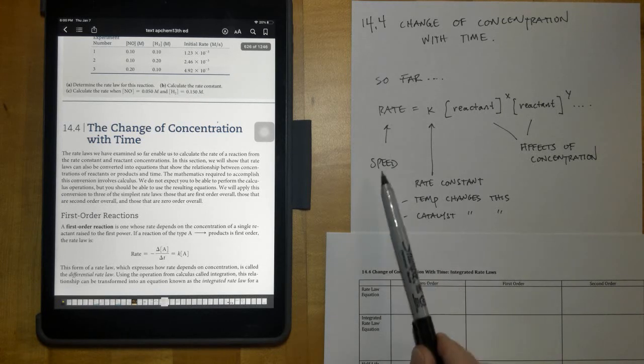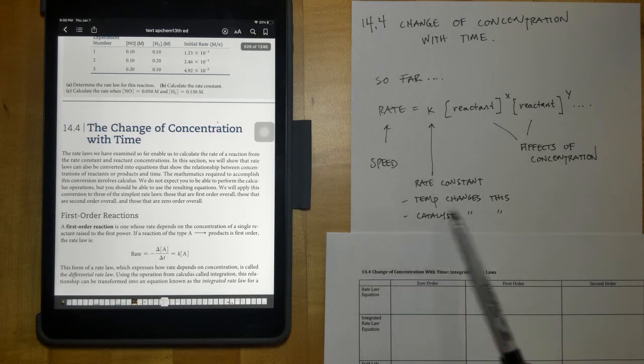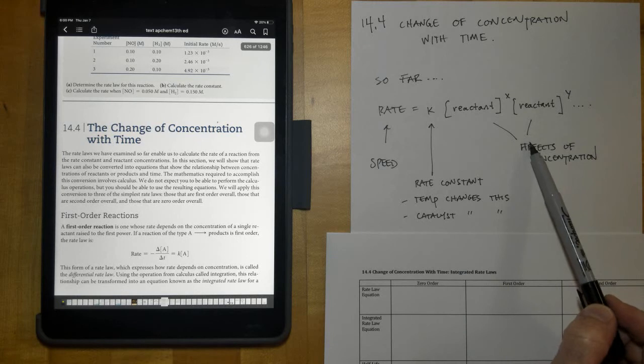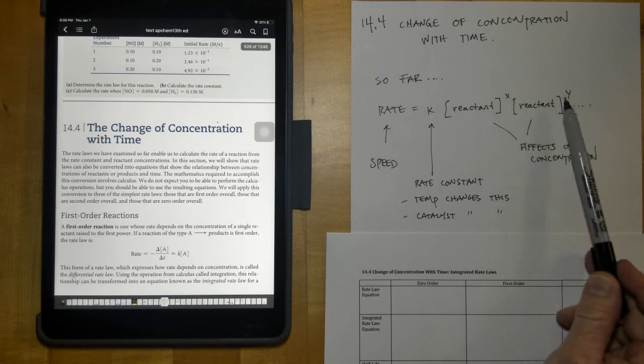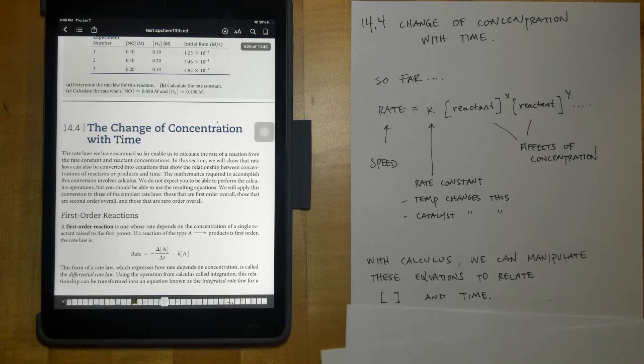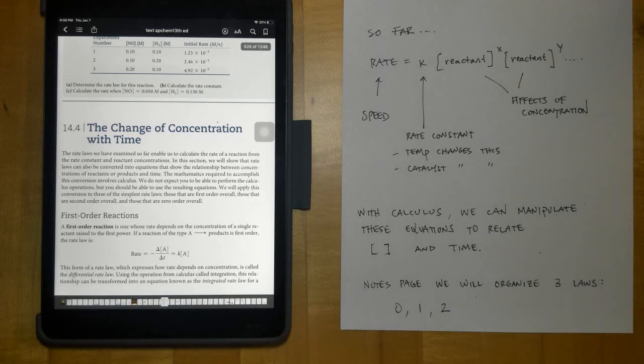So far we've learned rate, speed, molarity per second. K is the rate constant. Temperature changes this rate constant, by the way, and so we always assume temperature is constant until it's not. And then a catalyst also changes K, and that's how it offers an alternate pathway. These are concentrations right here, and then these, of course, are the orders right here, and you add the orders together to get the overall order. So with calculus, we can manipulate these equations to relate concentration and time.